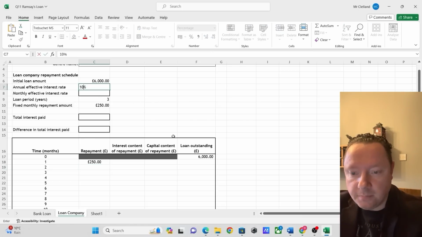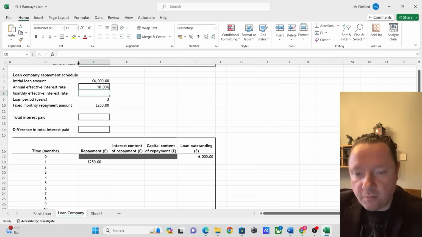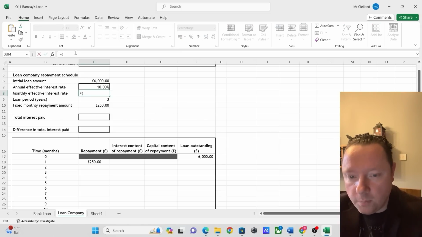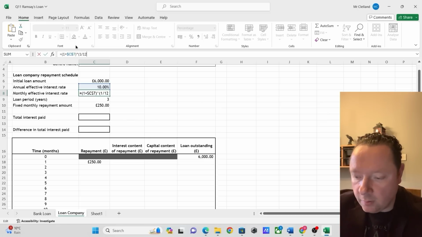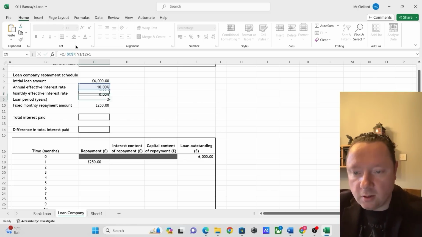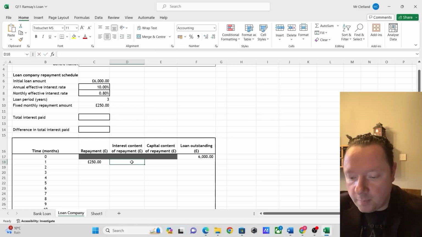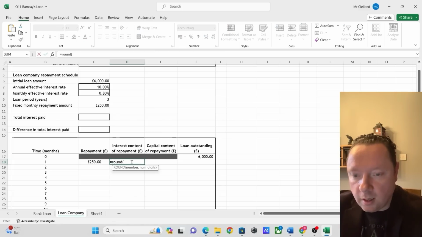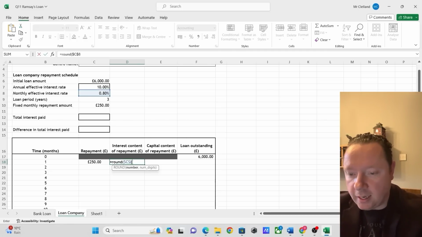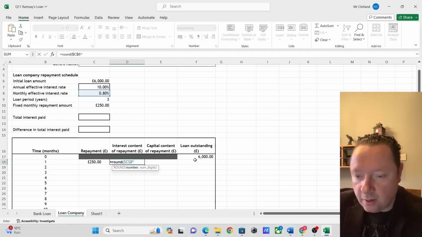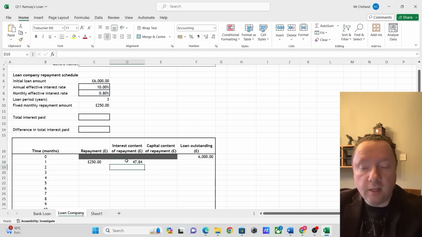So I'm just going to say 10. And then the monthly interest rate is going to be the formula as normal, equals 1 plus $C$7 to the power of 1 over 12, take away 1. So there's our interest there. So the interest content of repayment equals, remember we need to round, $C$8, the monthly interest, times the loan outstanding, which is this cell here. And we want to round that to 2 decimal places because it's money. We've rounded that one, so we don't need to round anything else.